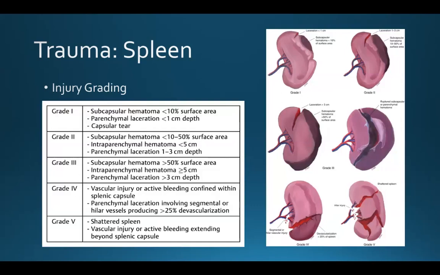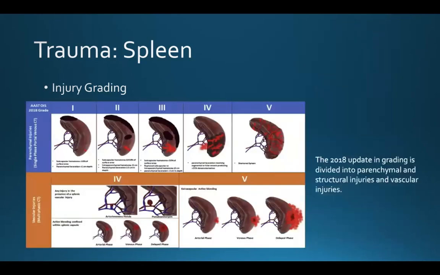This is the grading system for splenic trauma, and I don't want to go over it in too much detail, but we are looking at the extent of the subcapsular hematoma, the depth of the parenchymal laceration, and any intraparenchymal hematoma. Those are roughly the three major factors that we use to select a grade of injury. This was recently updated in 2018 and divided the levels of injury into parenchymal and structural injuries and vascular injuries.